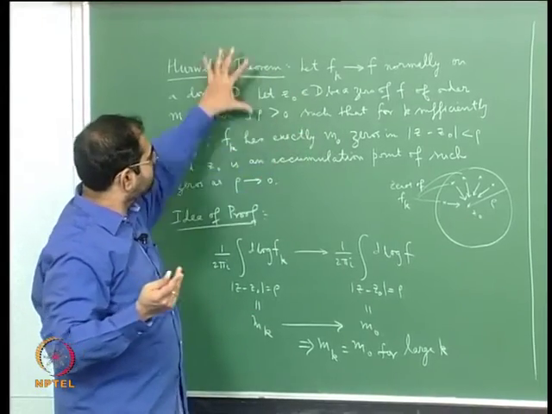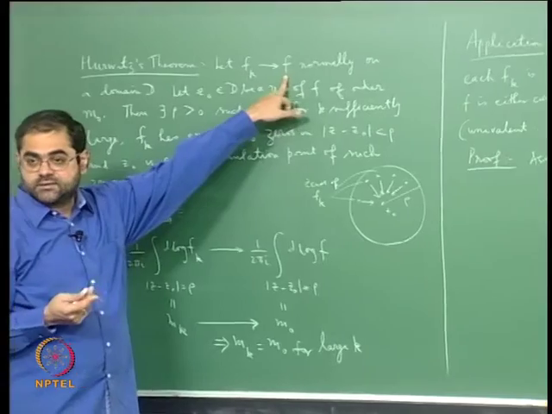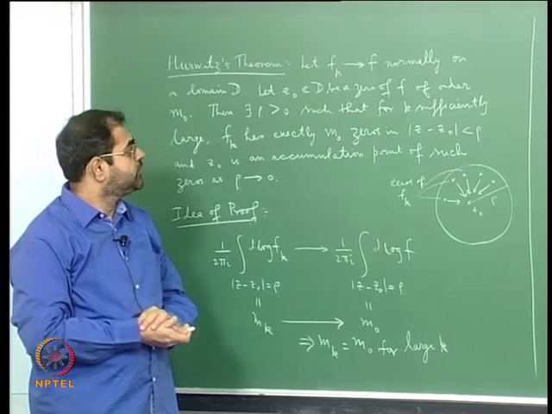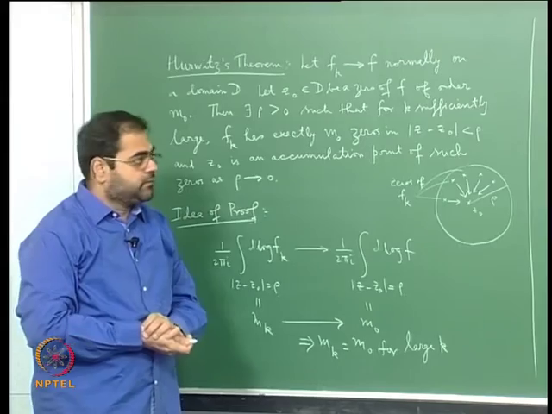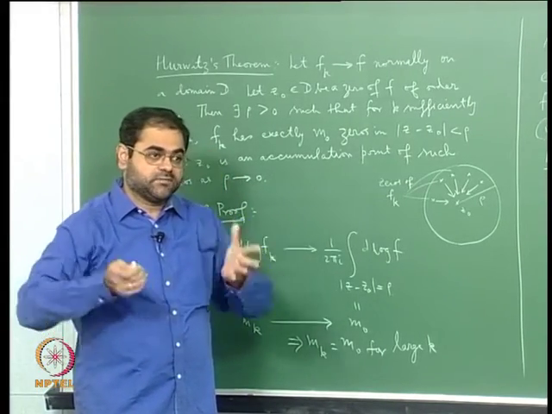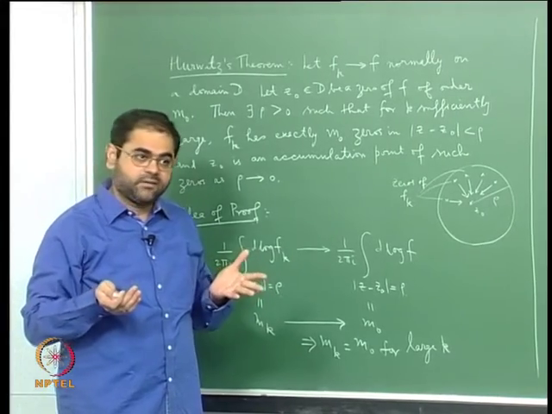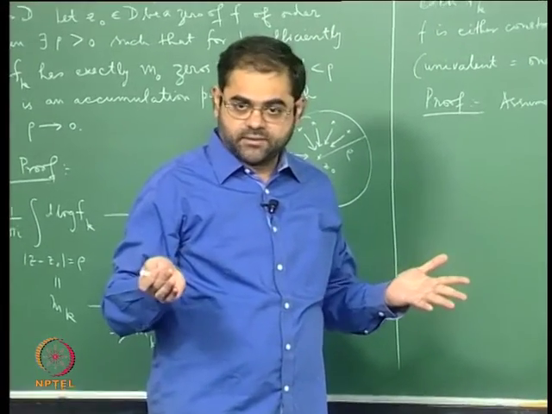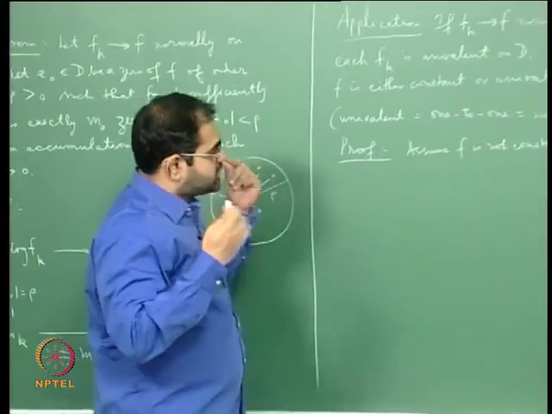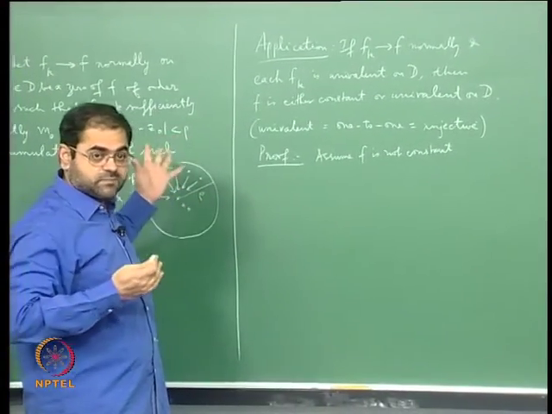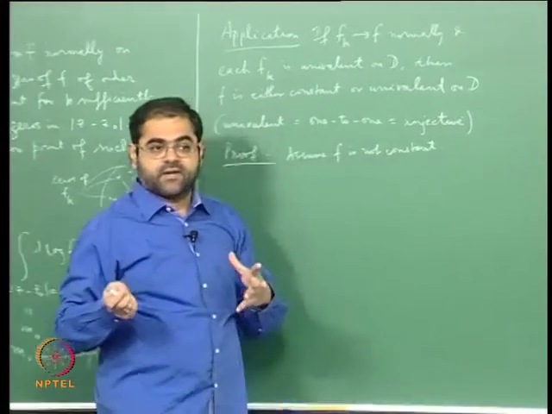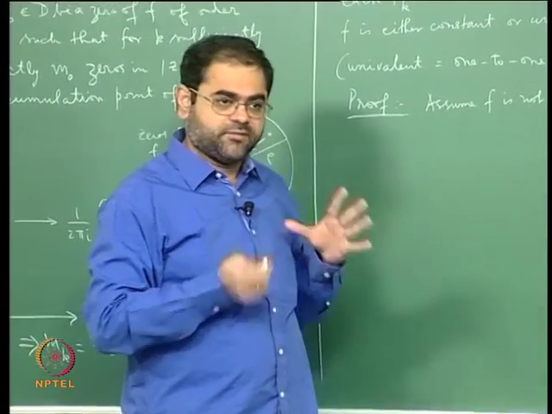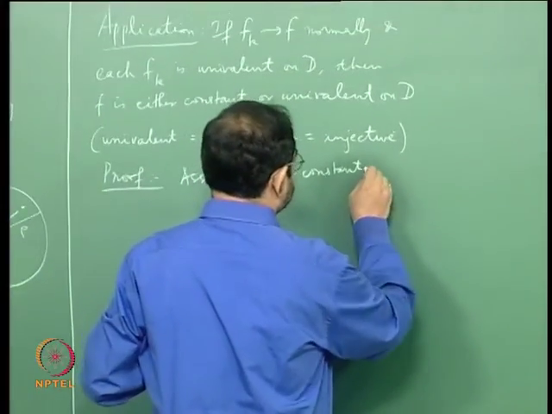So you must understand that this Hurwitz theorem applies only to the case when f is a non-constant analytic function. Even the theorem on the set of zeros of an analytic function being isolated assumes that you are working with an analytic function which is not constant. For a non-constant analytic function the zeros are isolated. So non-constant is always there at the back of all this. Sometimes we might be careless enough not to write it or insist, but it is very important, it is there in the background. So assume f is not constant.